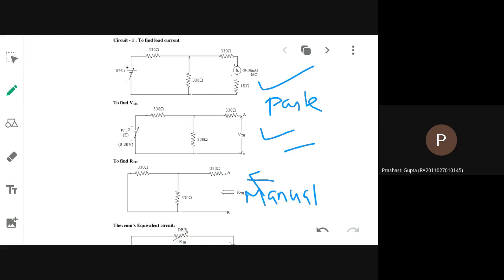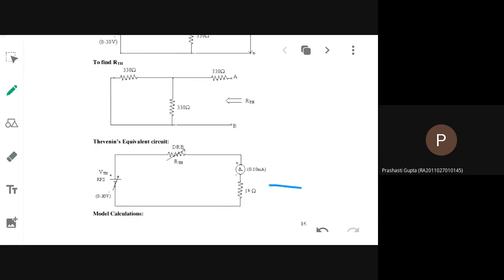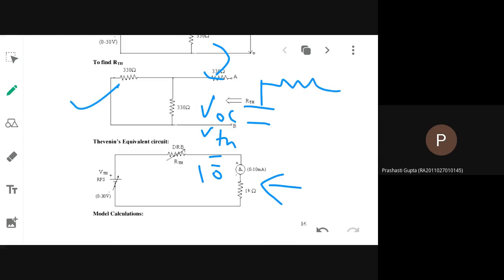Thevenin's theorem, you have to do these two by simulation, then you cut, copy, paste. This R Thevenin, you have to calculate it manually. Then final circuit, this circuit is called your Thevenin's equivalent. Whatever VOC you got from the second circuit, that is your VOC or V Thevenin. You have got 10 volt, so you substitute 10 volt. And whatever value you have calculated for R Thevenin by looking back, parallel and series equivalent, you substitute as R Thevenin. And here you write RL is equal to 1K.